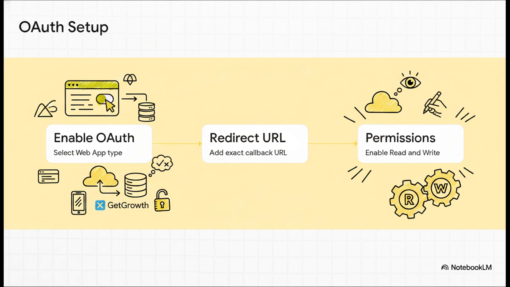You absolutely must use the exact redirect or callback URL provided inside your GetGrowth settings. If there is even one stray trailing slash here, your entire OAuth flow will abruptly fail with a massive 401 error. Finally, step 3, configure your scopes by enabling read and write access.